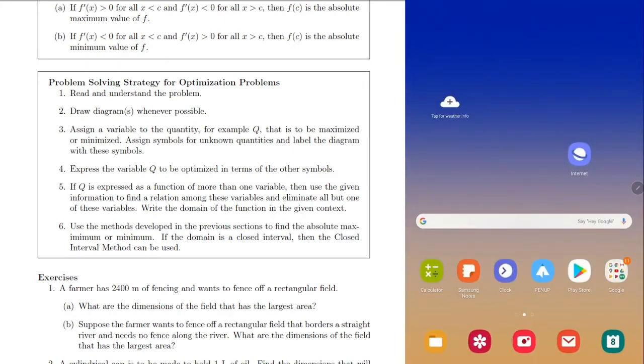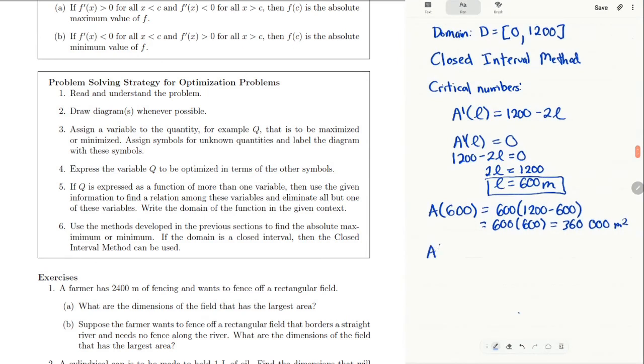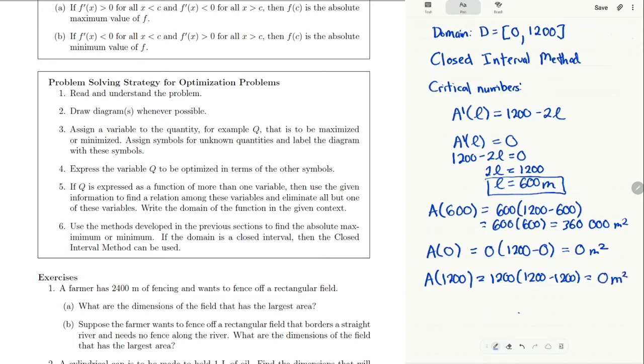So now we will evaluate the area function at the endpoints. So what is the area of the field when the length is 0 meters? Well, we have 0 times 1200 minus 0, which is 0 square meters. And then what is the area when the length is 1200 meters? Well, that's 1200 times 1200 minus 1200, which is also 0 square meters.